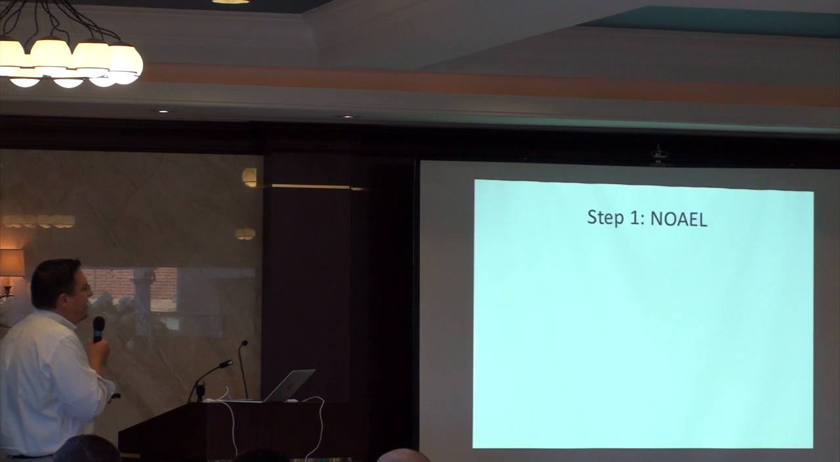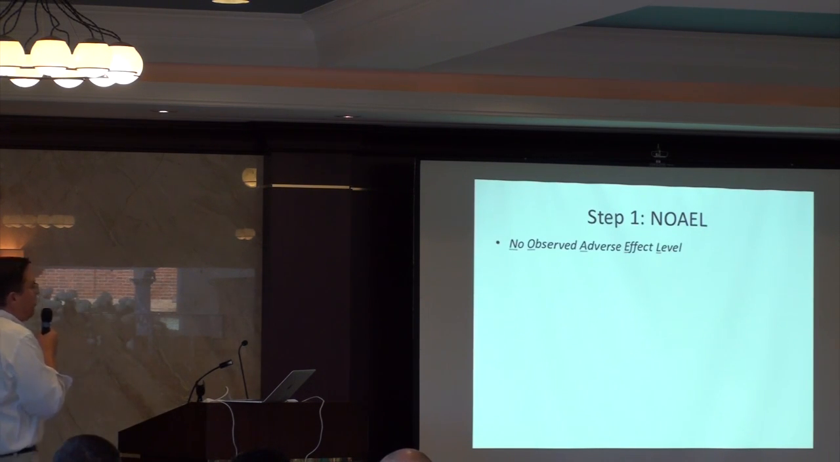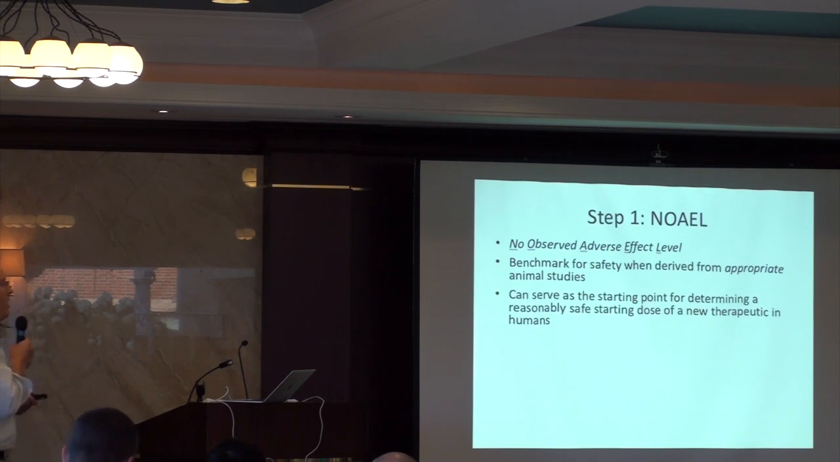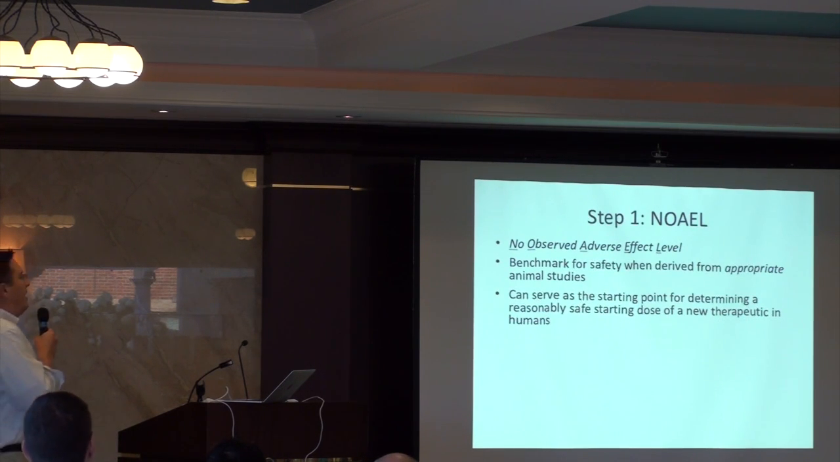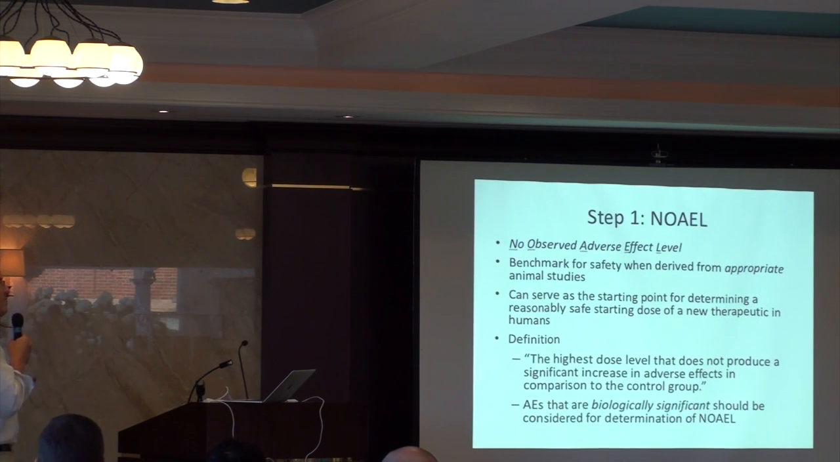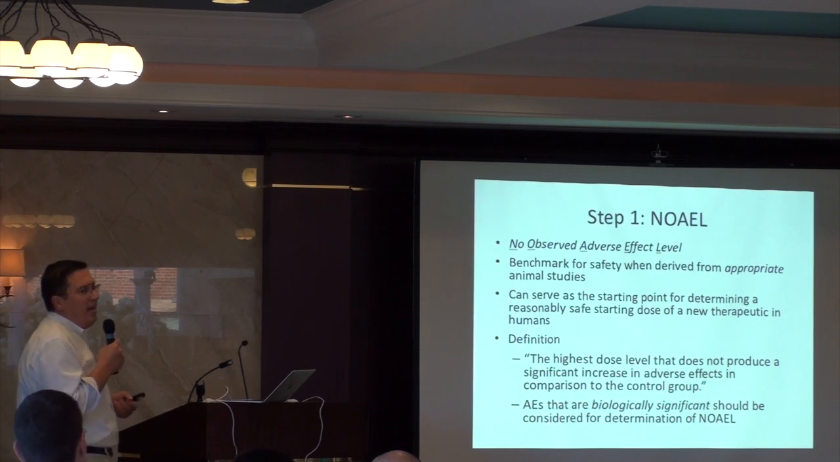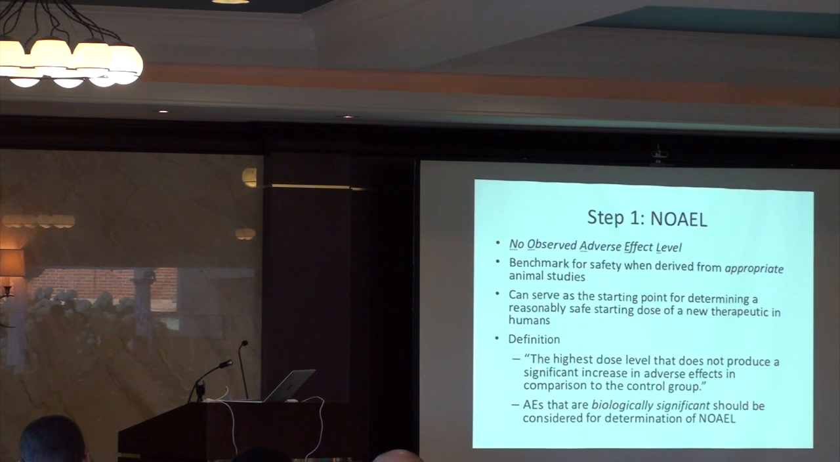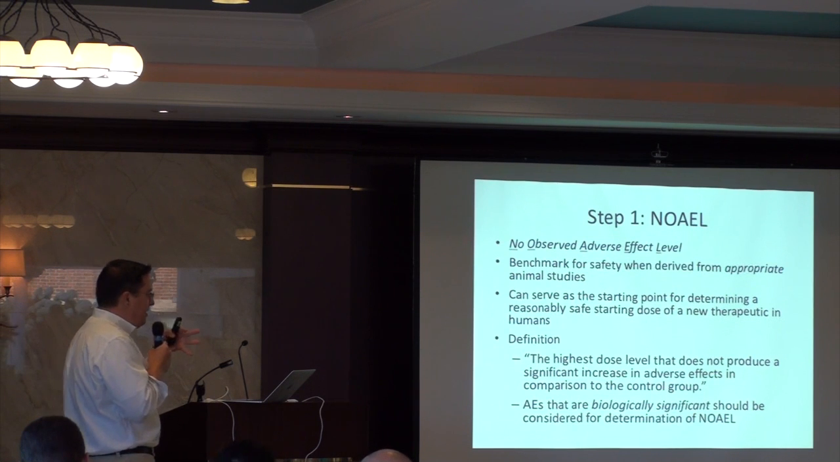The first step is to define the no observed adverse effect level in animals. And that's basically a benchmark for your safety. You have to use appropriate animal studies for that. And this can serve as a starting point from which you can derive a reasonably safe starting point. That's basically the highest dose that does not produce a significant increase in adverse effects that are relevant for your particular target group.